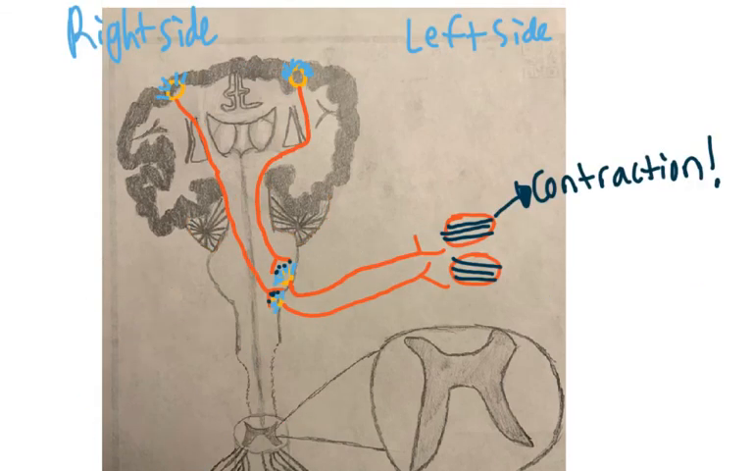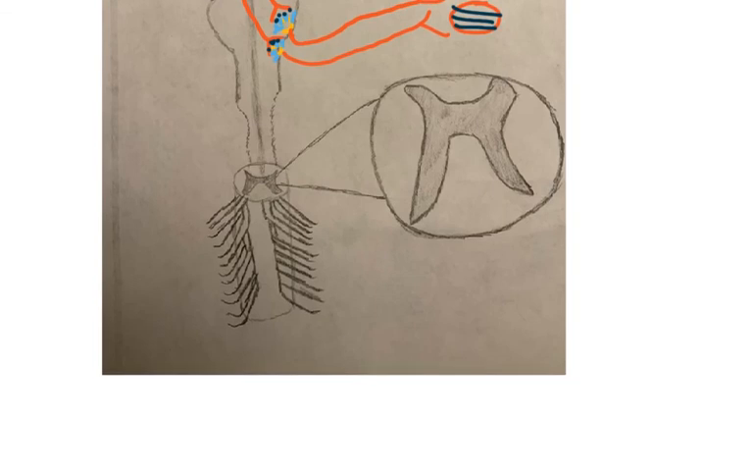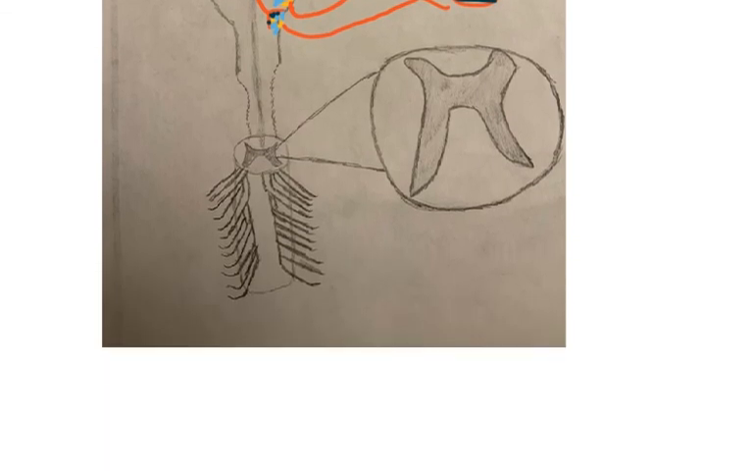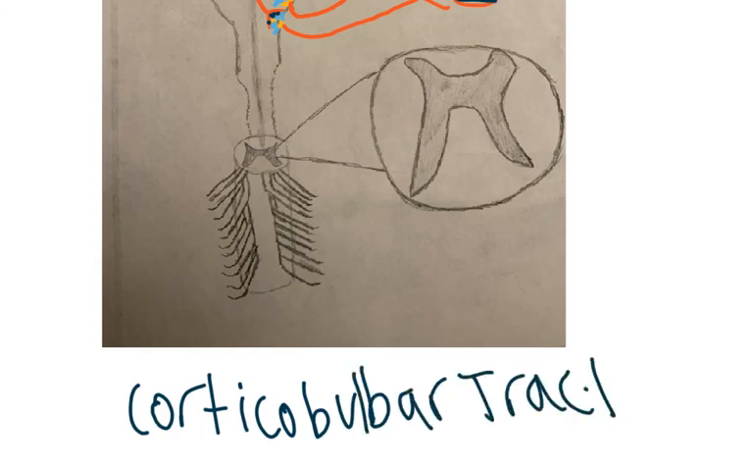All right, and then this right here for our lower motor neurons that originate in our brain stem. Again, there's going to be way more axons and neurons than I drew here. So upper motor neurons that stimulate the lower motor neurons in our brain stem, right? These lower motor neurons and upper motor neurons together are going to be called the corticobulbar tract, okay?